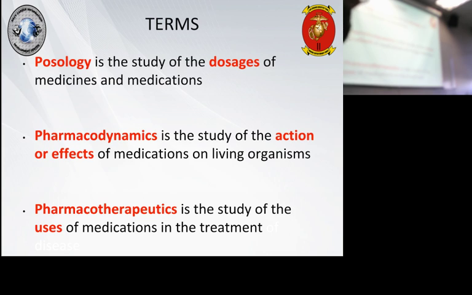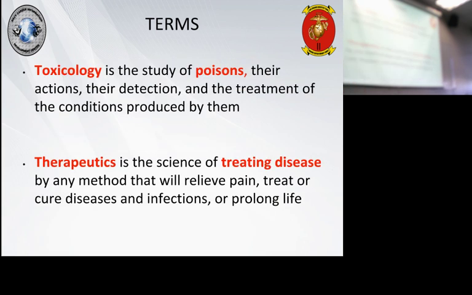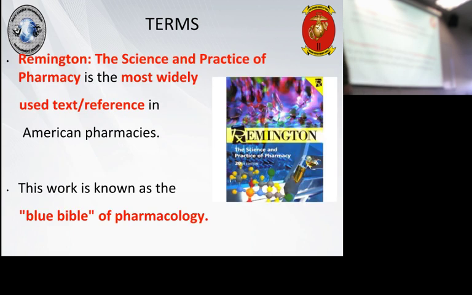When it comes to pharmacotherapeutics, basically the treatment. So think of, you have high blood pressure. If you take this medication, it's going to help with the treatment to lower that blood pressure. Toxicology, basically poisons. Therapeutics, basically treating the disease. So just like I stated before, you're going to give this medication to treat this type of disease. You're not going to give doxycycline to treat asthma. All right, the Remington is the most used textbook. It's basically on every single exam, so just remember the Remington. It is also known as the Blue Bible.